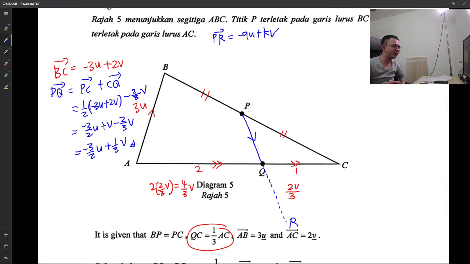One of the very important pieces of information is that PQR is collinear, or you can think that PQR is a straight line. The easiest way to handle the straight line is that we have to use the lambda thing.